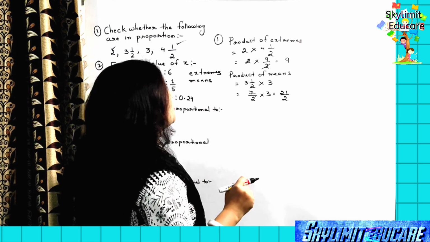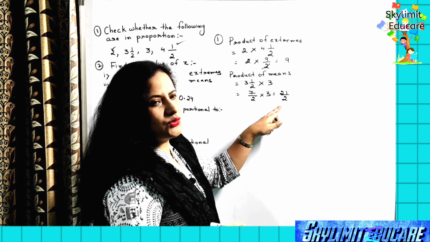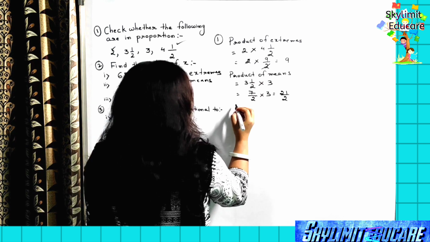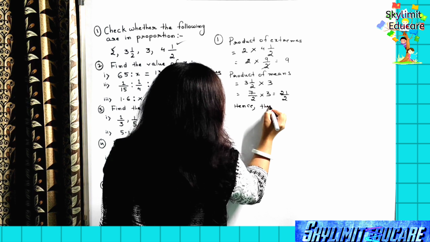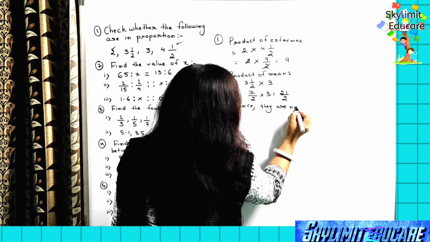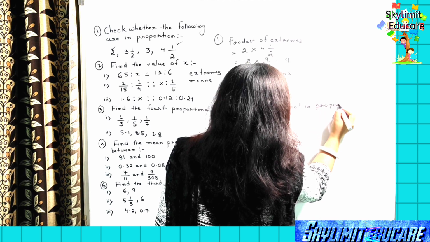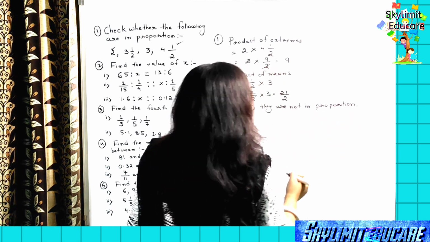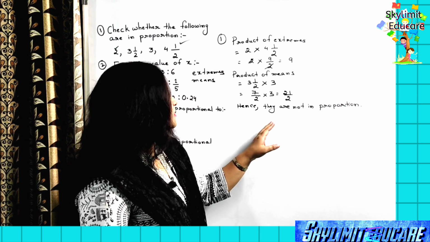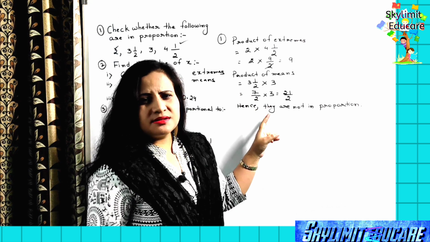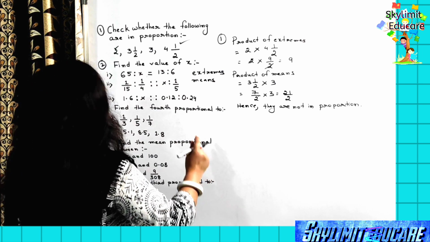So now you can see here the product of extremes is 9 and the product of means is 21 by 2. So they are not equal. Hence, they are not in proportion. Since the product of the means is not equal to the product of extremes, the given terms are not in proportion. And if these products are not equal, then they are not in proportion. Okay, so let's solve the next number now.